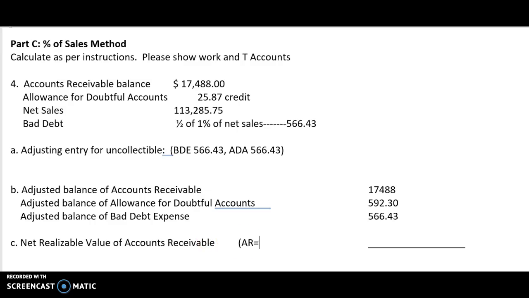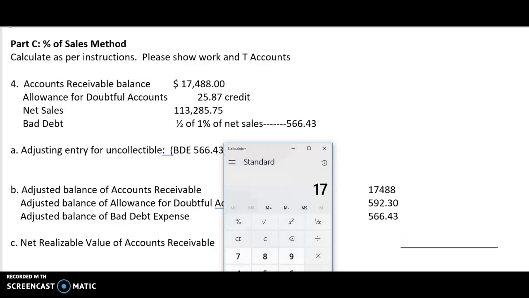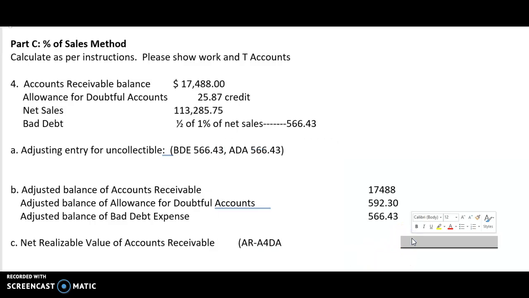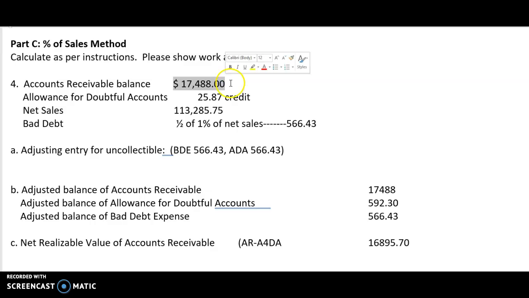Down the bottom, how do you find net realizable value? That is your AR minus your total allowance for doubtful accounts. So that's going to be 17,488 minus 592.30, and we end up with 16,895.70, and that's how much it's worth at the end. We take our accounts receivable balance, we subtract our total allowance for doubtful accounts.